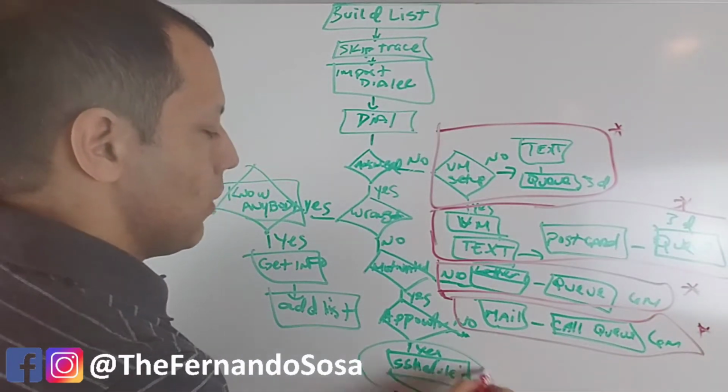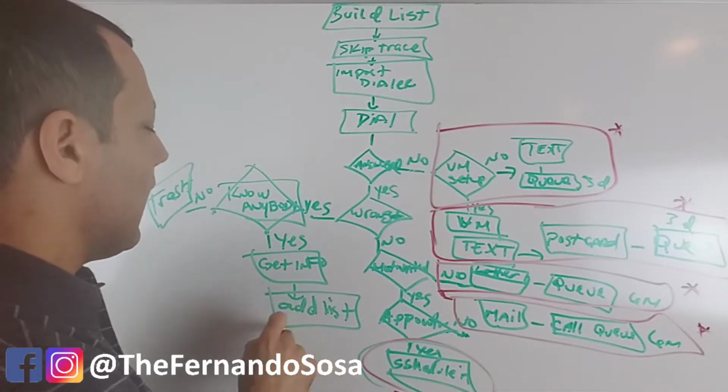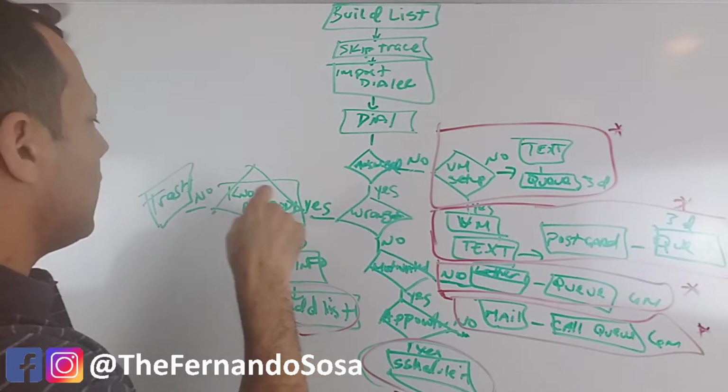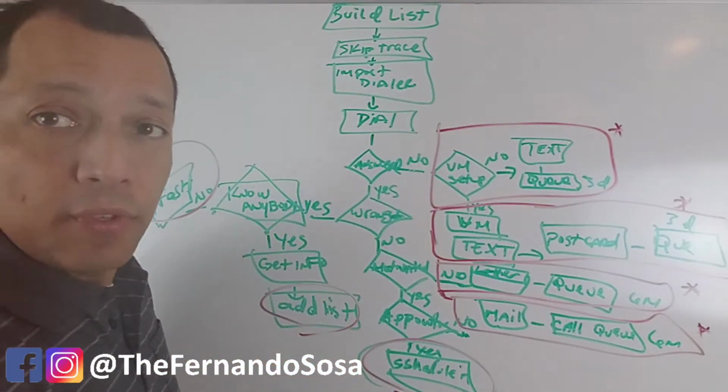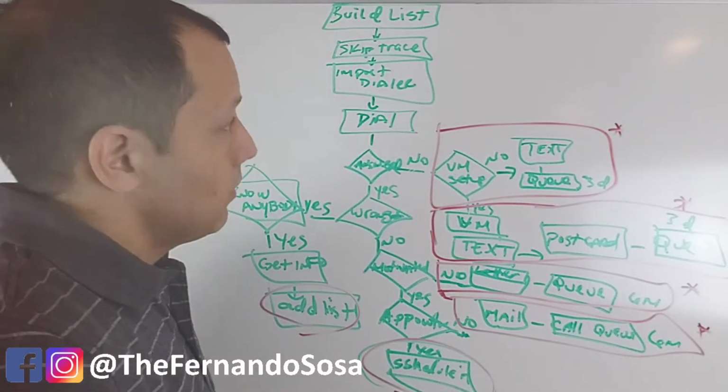Okay? Obviously you want to schedule it, and over here you want to add it to the list when it's a wrong number, and you want to trash it. Those are the dispositions for this call flow. Okay? So that's pretty much it.